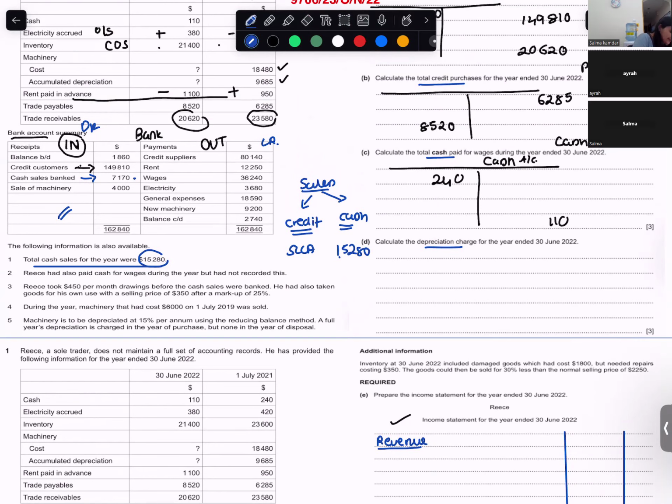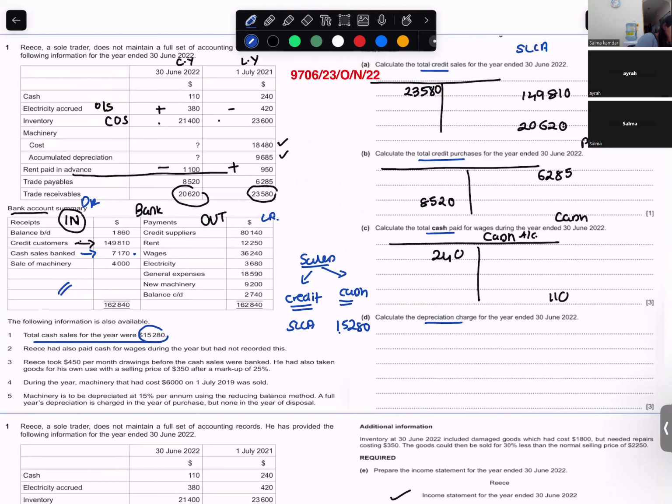Now you have to find your credit sales. Can you find out credit sales? In SLCA, credit sales will come on which side? Credit sales will come on the debit side. Can you just scroll through and see if there is any information related to the credit sales? No, there's nothing else. So can you find the credit sales for me?